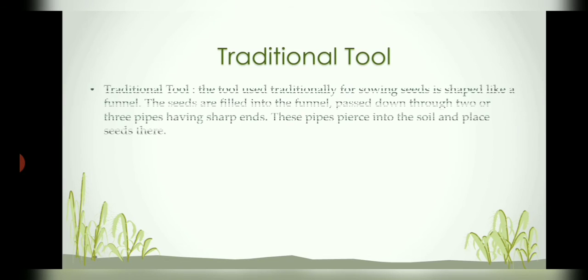Traditional tool. The tool used traditionally for sowing seeds is shaped like a funnel. The seeds are filled into the funnel, passed down through 2 or 3 pipes having sharp ends. These pipes pierce into the soil and place seeds there.